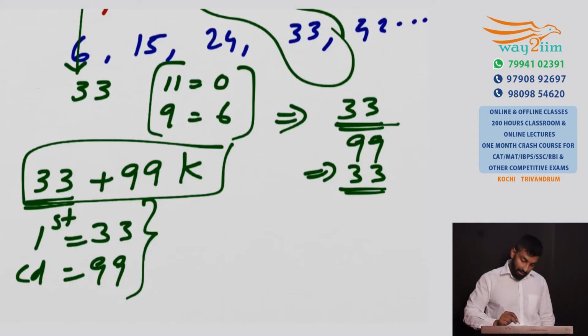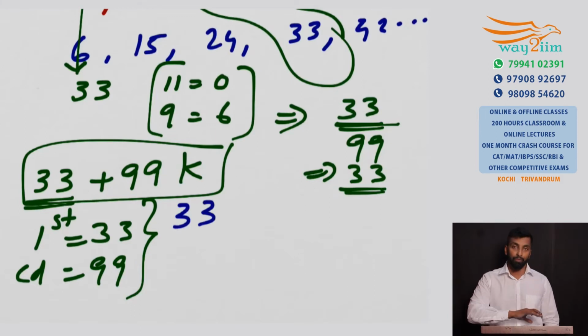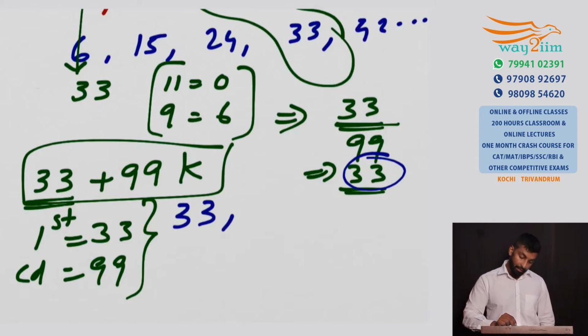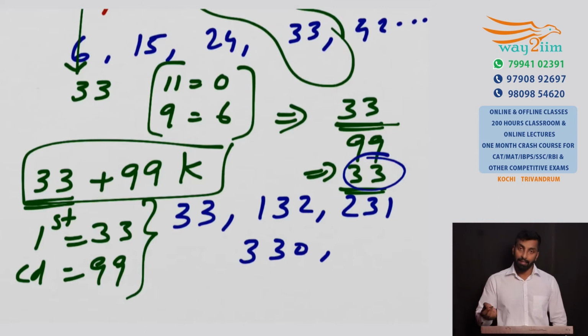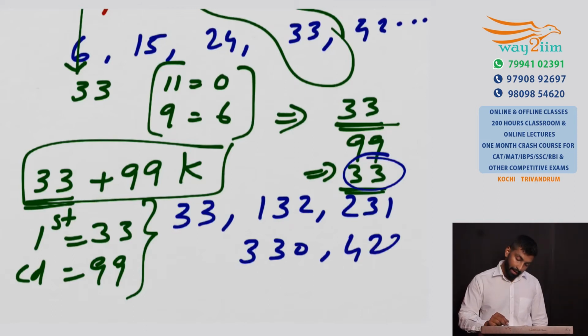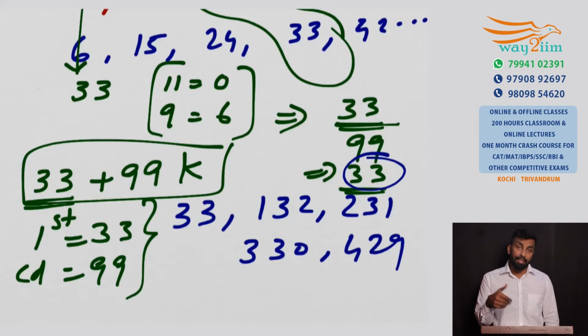So let's write the series, right? First is 33. It's not required for this question, you already got the answer as 33, but I'm just explaining the logic why you got it. So 33, then you add 99, that means 132, you add 99 again, 231, then 330, then 429. Now what are these numbers? These numbers will satisfy the condition anyway. When you divide by 11, 0 remainder. When you divide by 9, 6 remainder. All these numbers satisfy the condition.